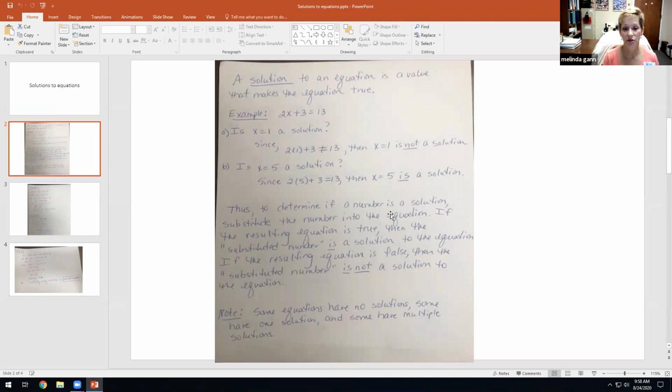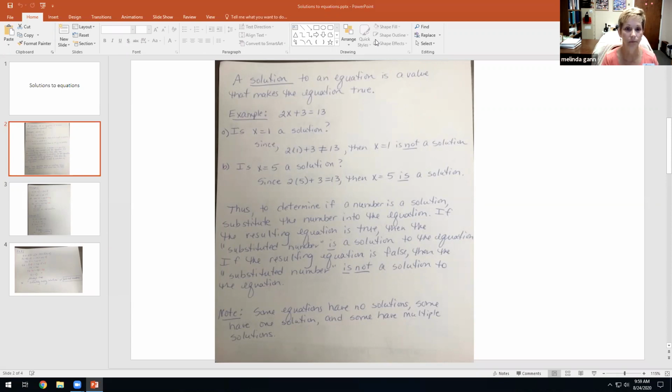So it says, thus, to determine if a number is a solution, substitute that number into the equation. If the resulting equation is true, then the substituted number, the number that you plugged in, is a solution. Okay? If the resulting equation is false, then the substituted number, the number that you substituted in or plugged in, is not a solution.